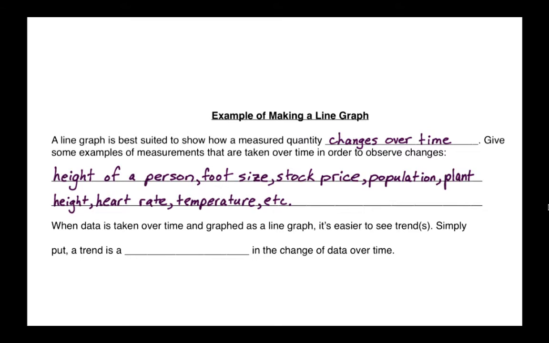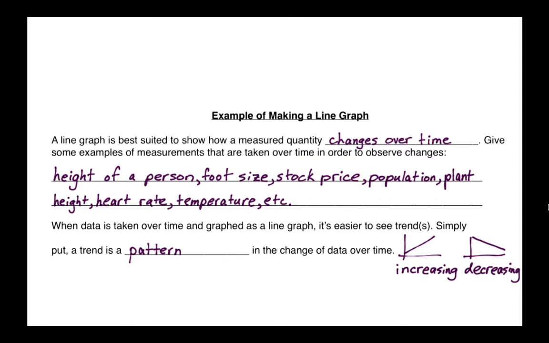Now, when data is taken over time and graphed as a line graph, it's easier to see what we call trends. Simply put, a trend is a pattern in the change of data over time. So here are three simple descriptions you can use for trends. The first one is increasing. So if you've got some kind of a measured quantity, which is small and it gets larger, then we call this increasing. This is the trend.